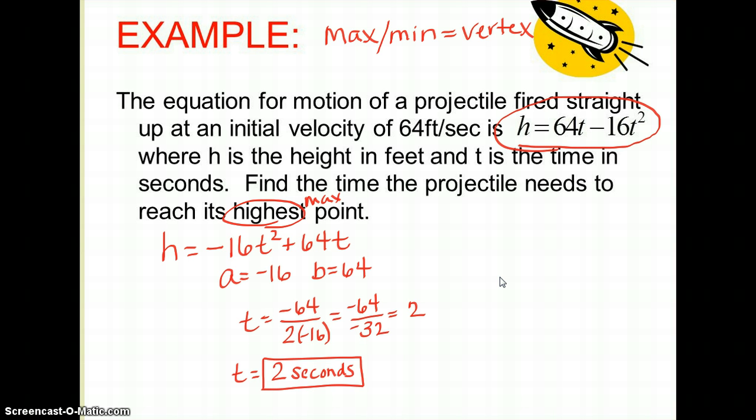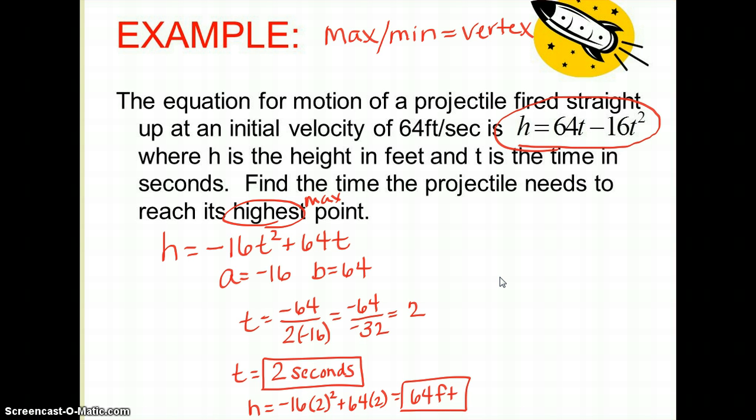Now, if it wants to know what is the highest point, then I'm going to take that 2 seconds and plug that back into my equation. I'm going to get h equals negative 16 times 2 squared plus 64 times 2, and we're going to calculate that out. And I get a height of 64 feet for this problem.